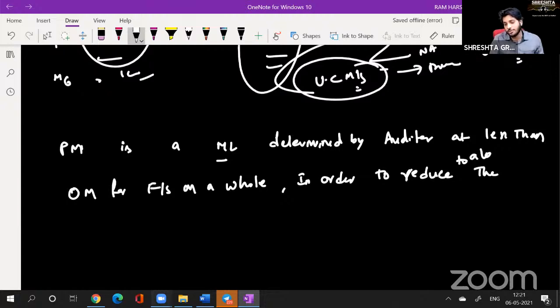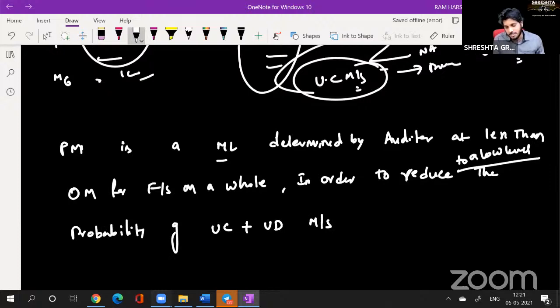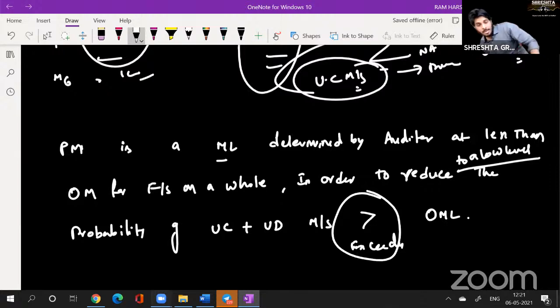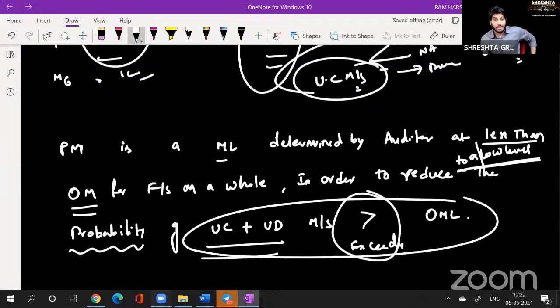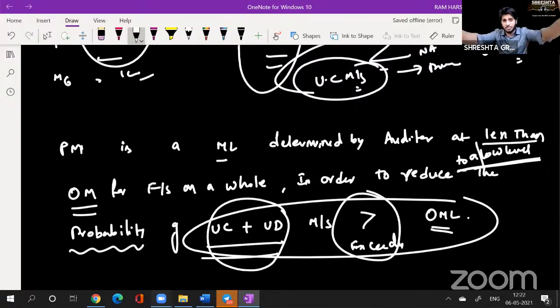to a low level, the probability, what they want to reduce, the probability of uncorrected plus undetected misstatements exceeding overall materiality level. Performance materiality is a materiality determined by auditor at a level which is less than overall materiality for financials, in order to reduce to a low level the probability of uncorrected and undetected misstatements exceeding overall materiality. We want to fix performance materiality at what level? The probability that uncorrected and undetected together exceed overall materiality, that should be low. That should be as low as possible.